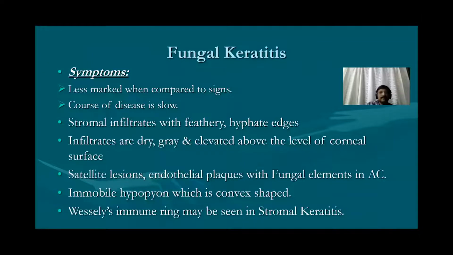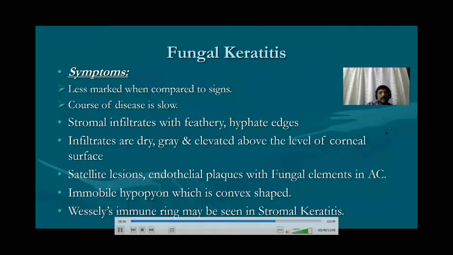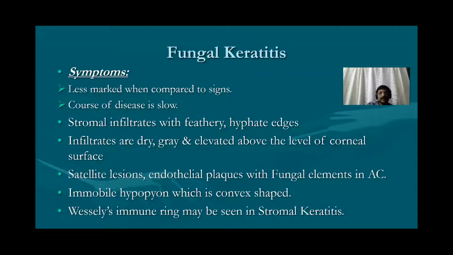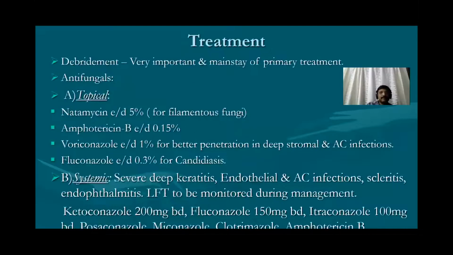How is fungal keratitis identified? Symptoms are less marked when compared to signs. The course of the disease is very slow. There will be stromal infiltrates with feathery hyphate edges. Infiltrates are dry, gray, elevated, and above the level of the corneal surface. Satellite lesions and endothelial plaques with fungal elements in the anterior chamber are present. Immobile hypopyon, which is convex in shape. Wessely's immune ring may be seen in case of stromal keratitis.